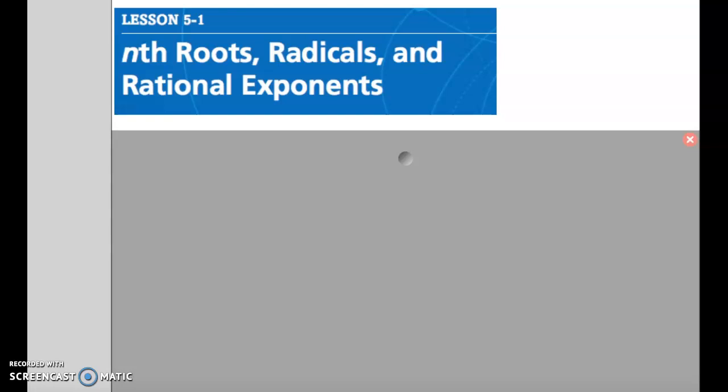Hi everyone, so this is the first section in chapter 5. If you like to title your notes, chapter 5 is all about radical functions.